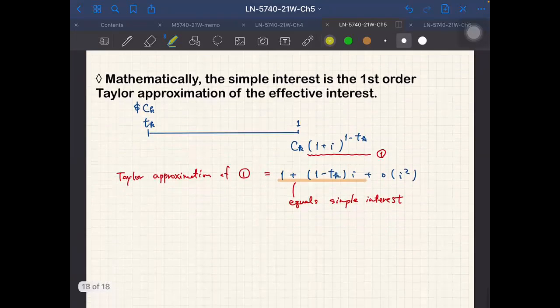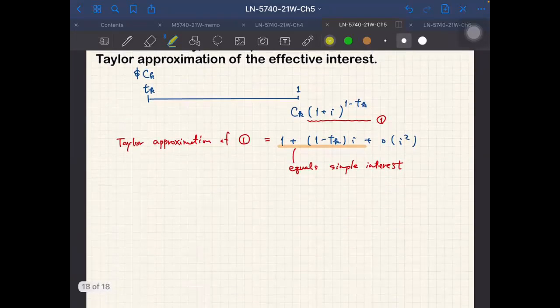So those are the important points for chapter 5. First, net present value and internal rate of return. Second, the reinvestment rates. And the third one, the time weighted and the dollar weighted interest rates.